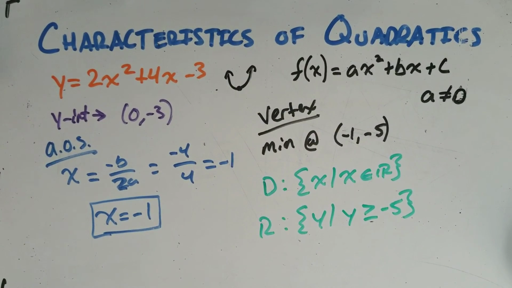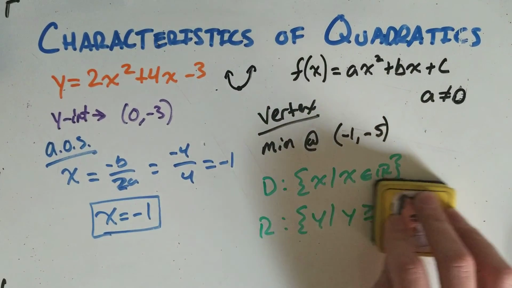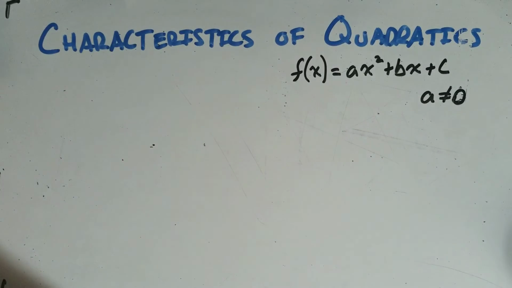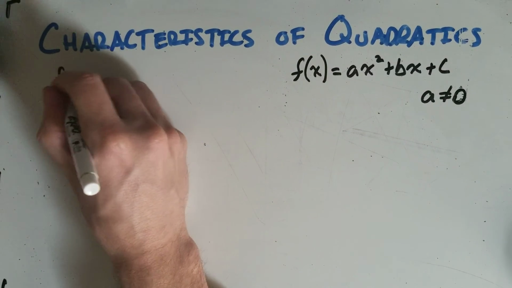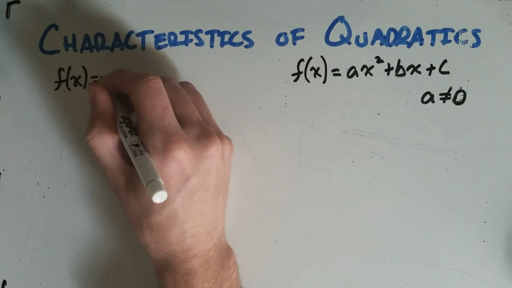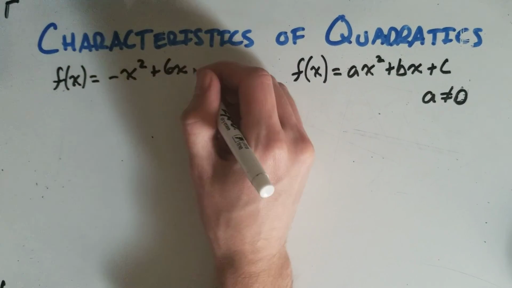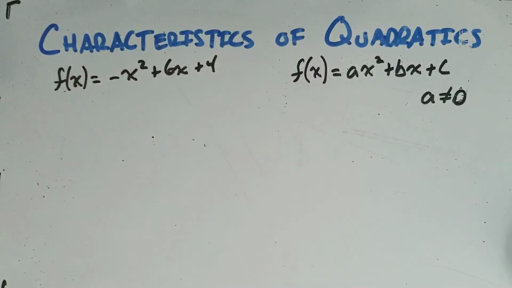Alright, we'll try one more. If you're feeling okay, you can go ahead and practice these on your own. If you want to do another one, we'll do another one together. Our next one, we have f of x equals negative x squared plus 6x plus 4.